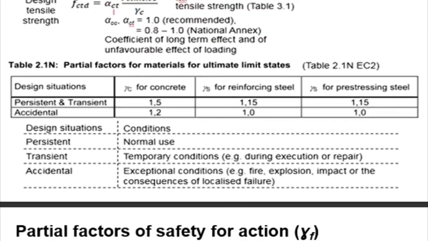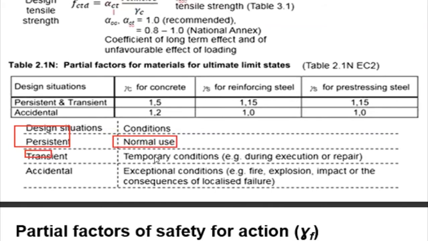So from the table, the value for the concrete is 1.5, and for the steel is 1.15. This is for the prestressed, and this is for the reinforced. And for accidental, this is 1.2, and this is 1, and this is 1. So it depends on the condition and how you consider your design. We say this generally for the normal use.